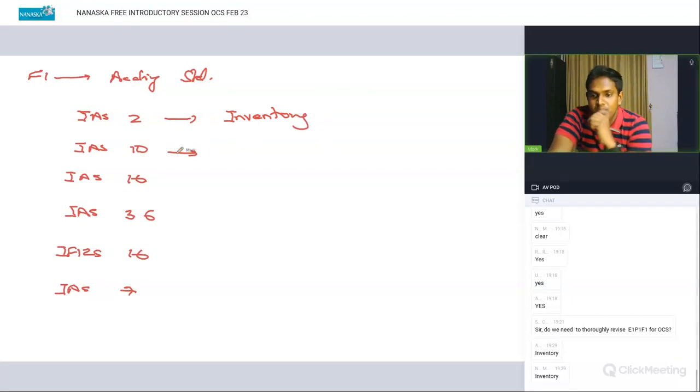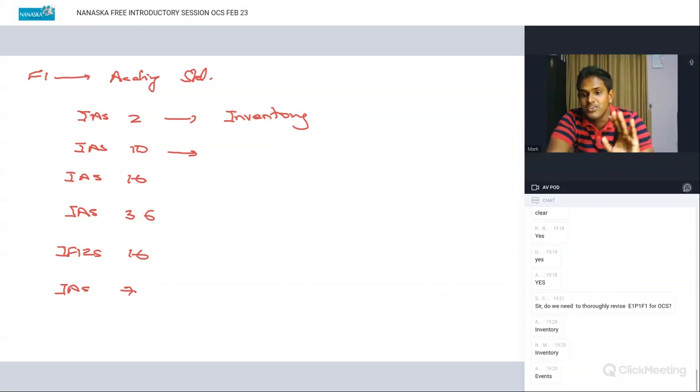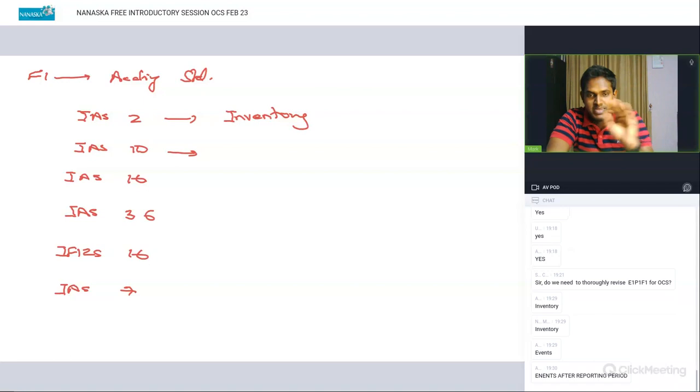IAS 10. What is IAS 10 talking about? So you've got to thoroughly revise your E1, F1, P1, unless otherwise your journey is going to be very difficult. So I'm just giving you some glimpse of it today. Therefore, please start working on it from tomorrow itself. Events after the reporting date. Very good. So you have two types: adjusting events and non-adjusting events. We'll look at it in detail.